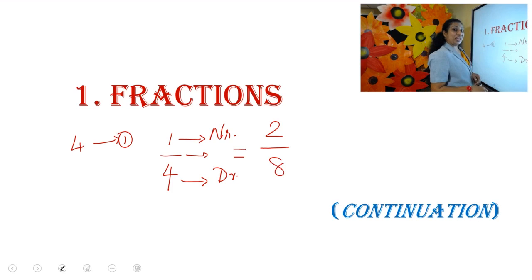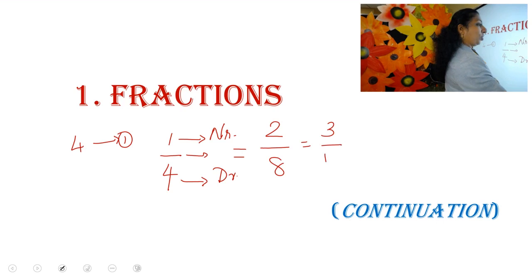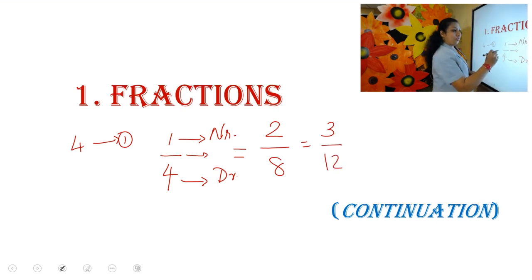Again, if I am multiplying it with 3, what will you get? 1 into 3, 3; 4 into 3, 12. So 1 by 4 is equivalent to 3 by 12. 3 by 12 is same as 1 by 4. How? By dividing, isn't it? So how will you create an equivalent fraction? By either multiplying the numerator and denominator with the same number, or by dividing the numerator and denominator with the same number. So today we are going to learn about the types of fraction.